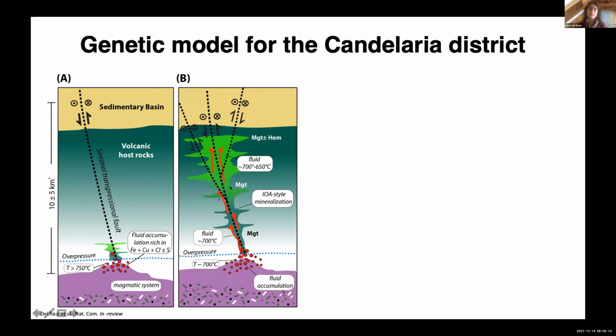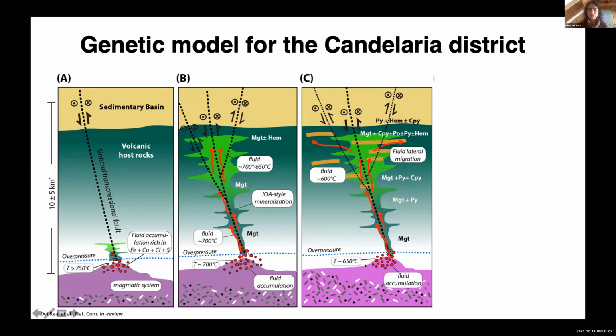So it will mainly precipitate iron in the form of magnetite with actinolite. And this will be more similar to an IOA style mineralization and also more widespread than our classical IOCG, which is mainly restricted to faults and permeable horizons. We can let this magmatic system or fluid accumulation go down in temperature.